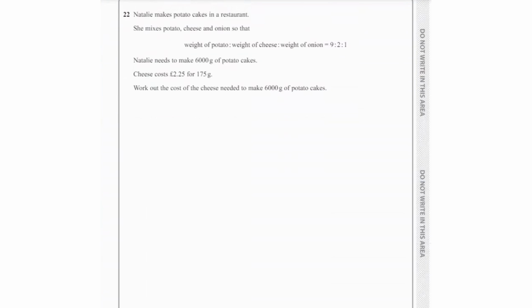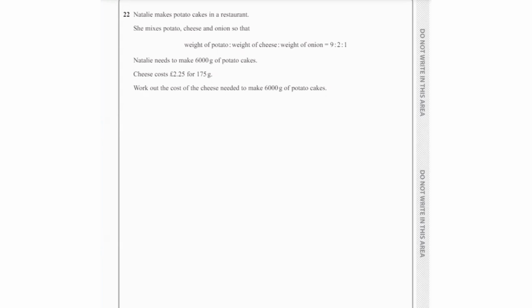Question 22 says, Natalie makes potato cakes in a restaurant. She mixes potato, cheese, and onion so that the ratio of weight of potato to weight of cheese to weight of onion is 9:2:1. Natalie needs to make 6,000 grams of potato cakes. The cost of cheese is 2.25 pounds for 175 grams. Work out the total cost of the cheese needed to make 6,000 grams of potato cakes.